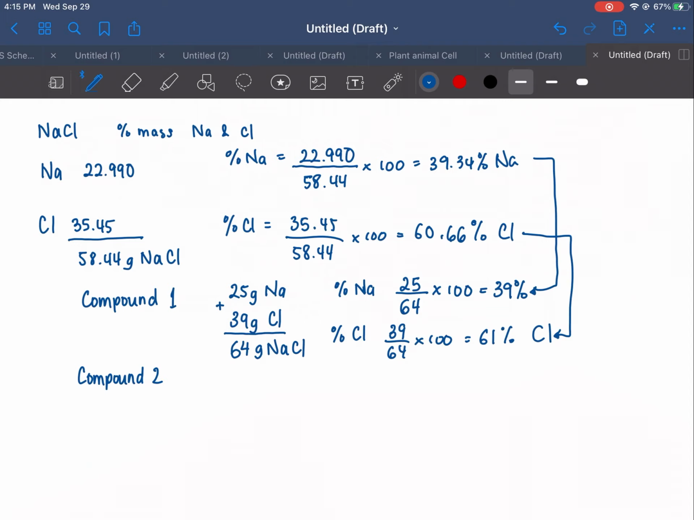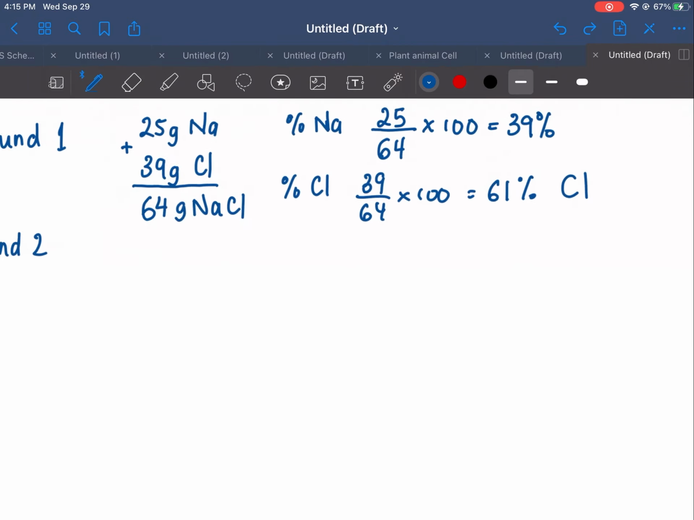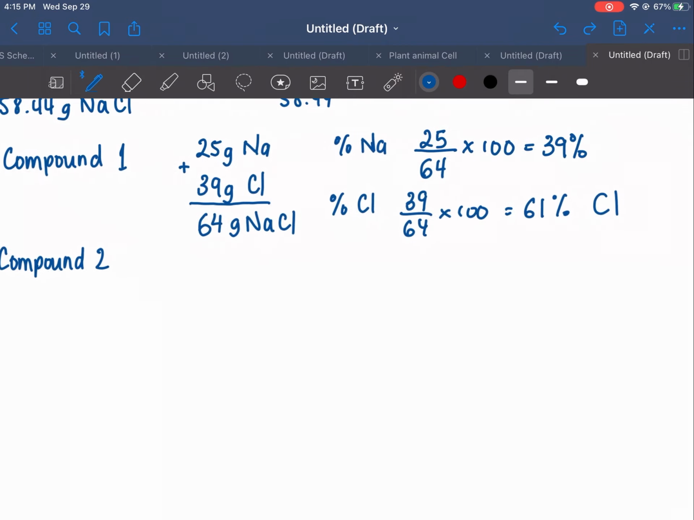I know that previous problem is not part of the example, but I just want to make sure you understand what we mean by them being the same. Okay? So let's try compound 2. Let's try and figure out, is compound 2 the same as compound 1? If the percentages are the same, they are the same. If they're not, then it's different.